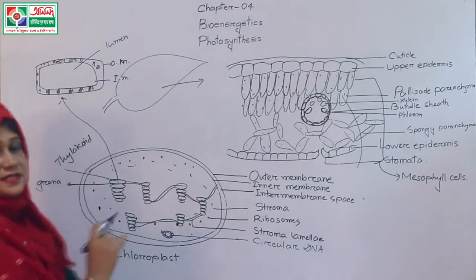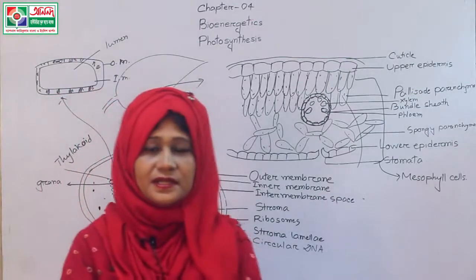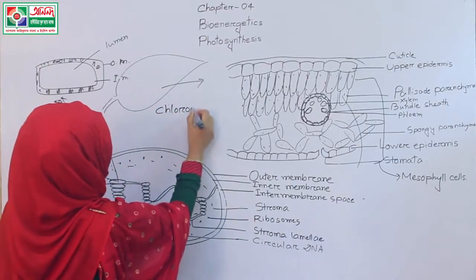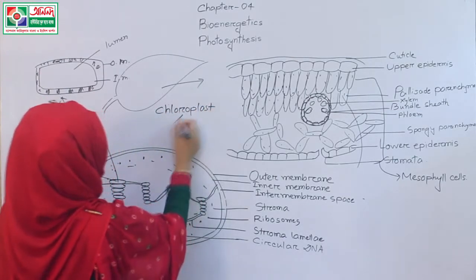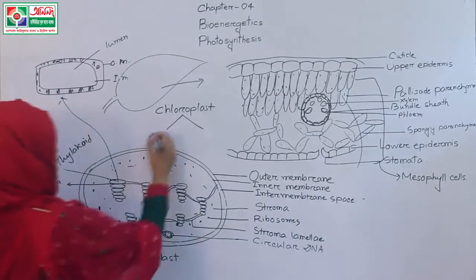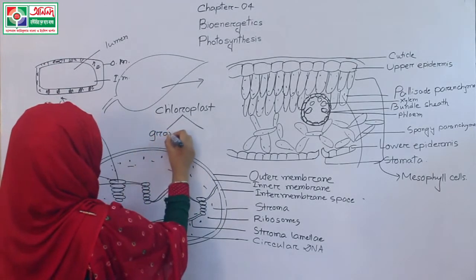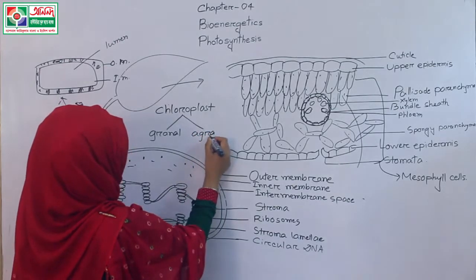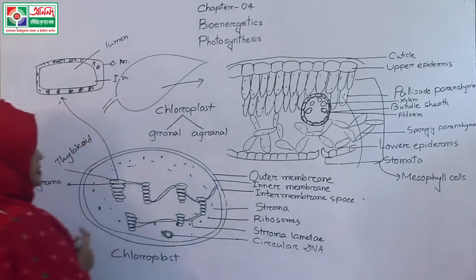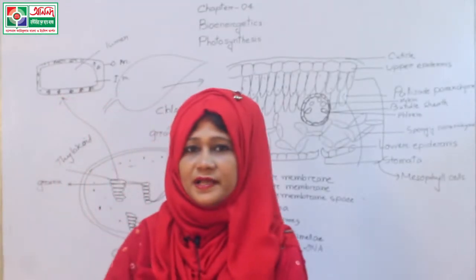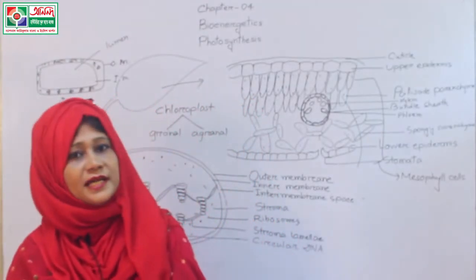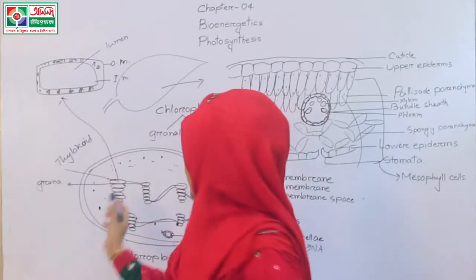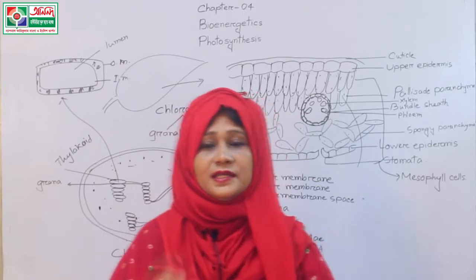The chloroplast is of two types, granule and agranule. In case of C4 plants, we will get two types of chloroplast. You know students, granule is the site of light reaction.